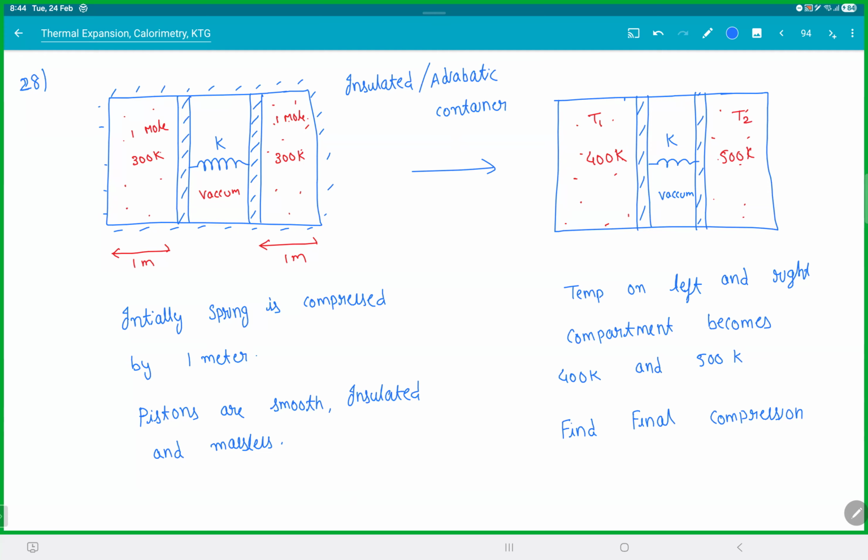Again, you can clearly see it is an equilibrium. So initially and finally, you're in equilibrium. So equilibrium and ideal gas. There are only two equations you can write.